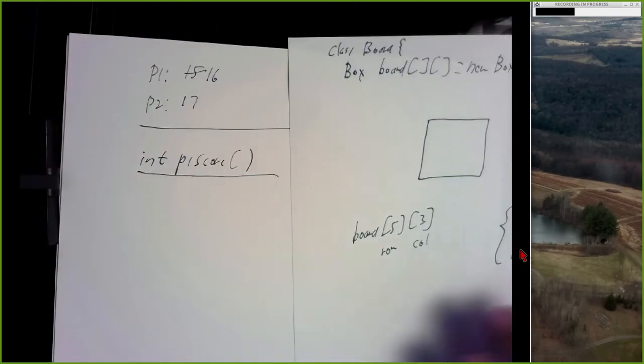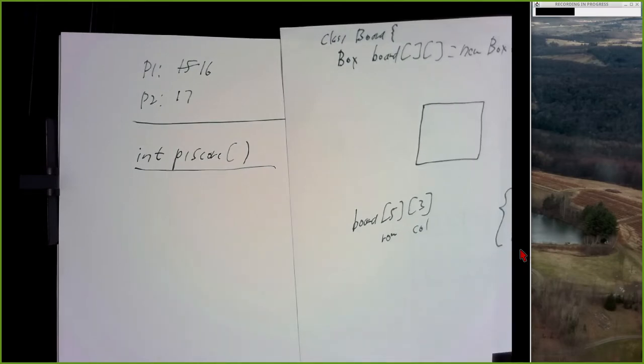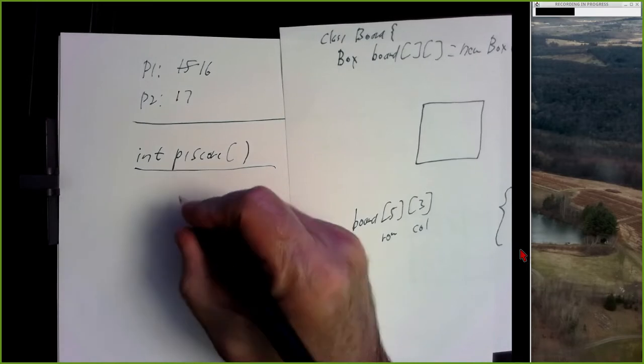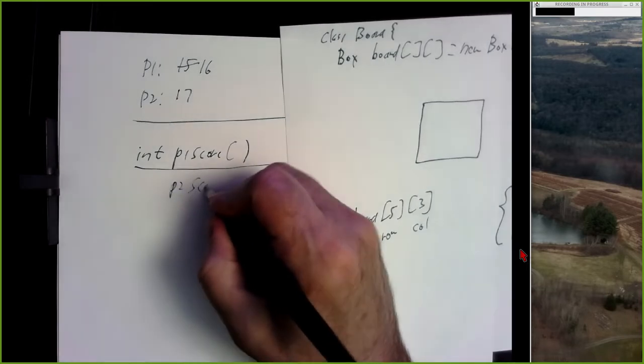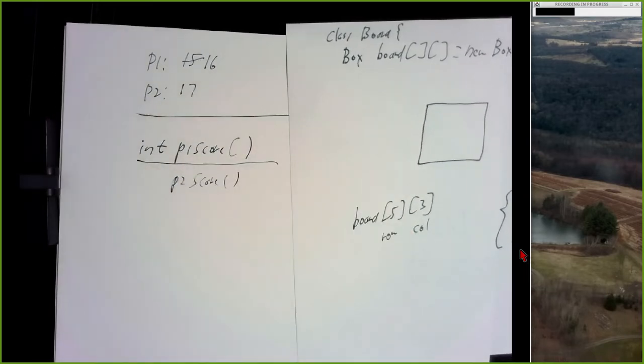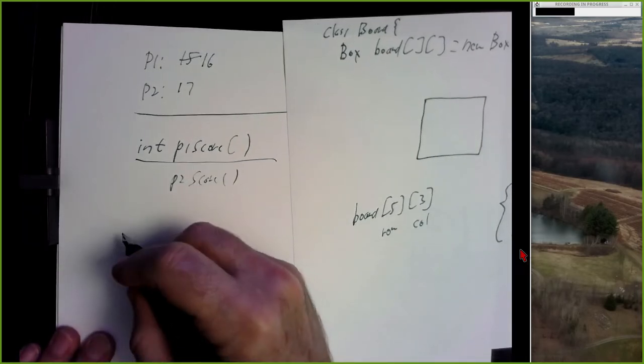And so player one score would not be a variable that's stored anywhere. It would just be a method. And similarly, player two score would be another method. And then I might make a method called update scores.